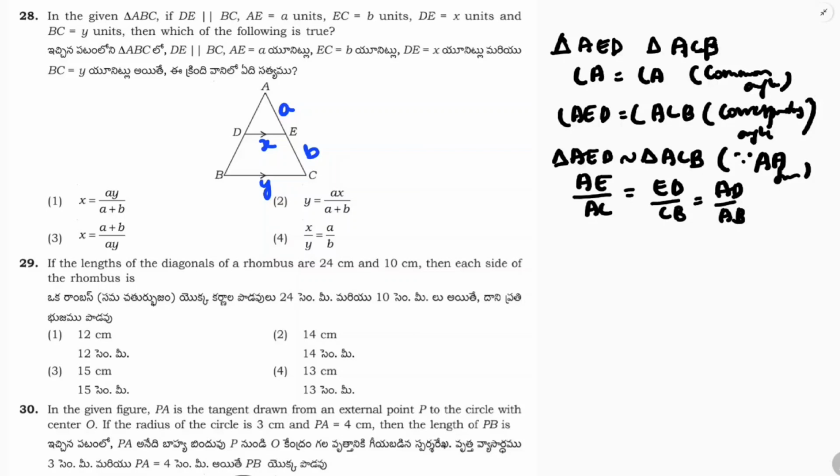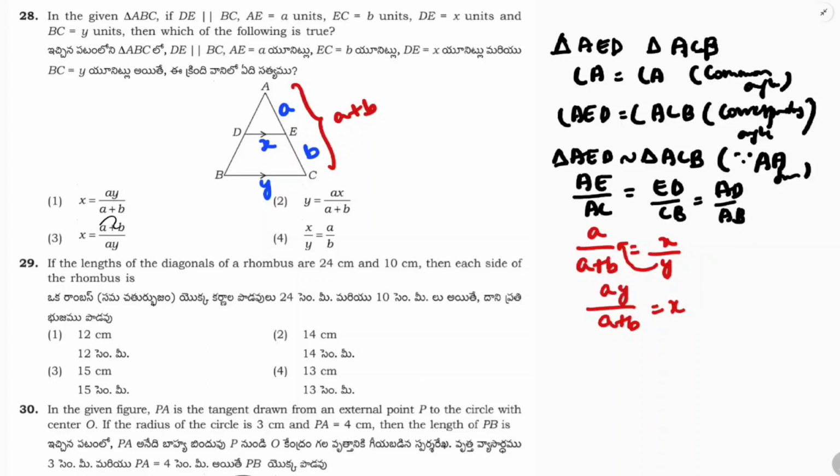Now if I substitute the values, AE is A, AC is A plus B, ED is X, CB is Y. So X by Y equals A by A plus B. If we transpose, AY by A plus B equals X. So the correct option is X equals AY by A plus B. Correct option is 1. Next question.